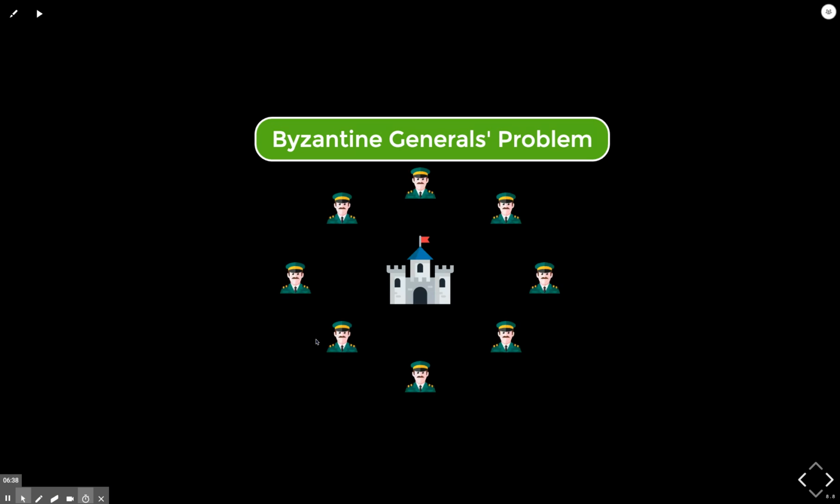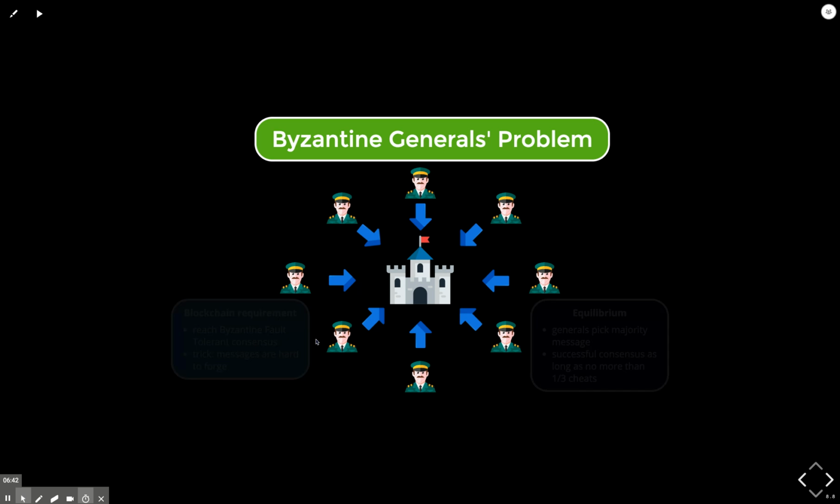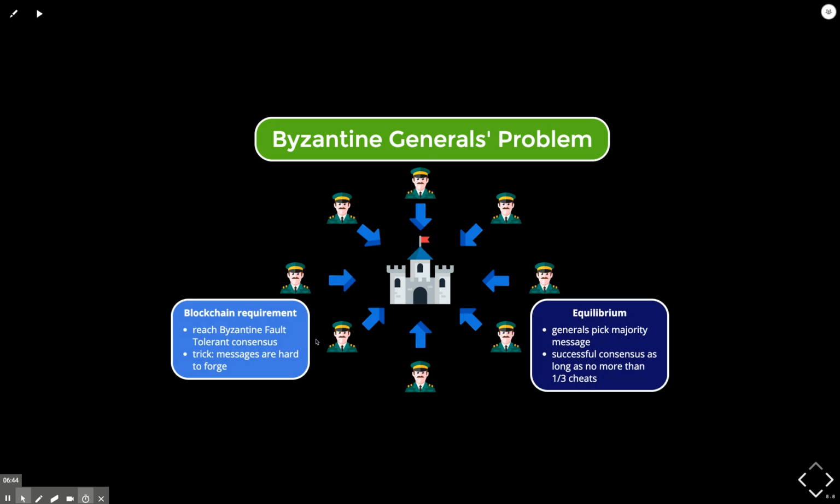All right. So that brings us back to the general result. We have many generals that want to attack the city. There is an equilibrium, right? The consensus algorithm is that you pick the majority message that you receive, and this is in fact a successful consensus decision that you can reach as long as no more than 1/3 of the participants cheat. And it is indeed possible that even if the leader is a cheater, you can get consensus.